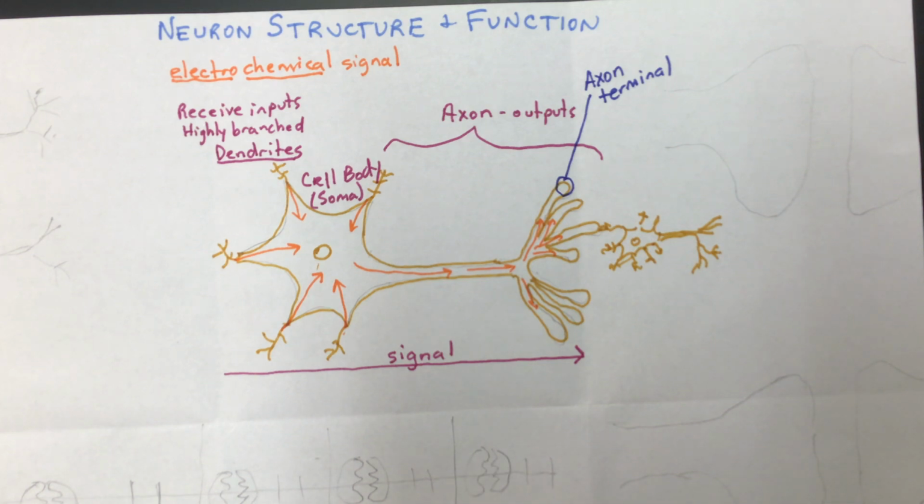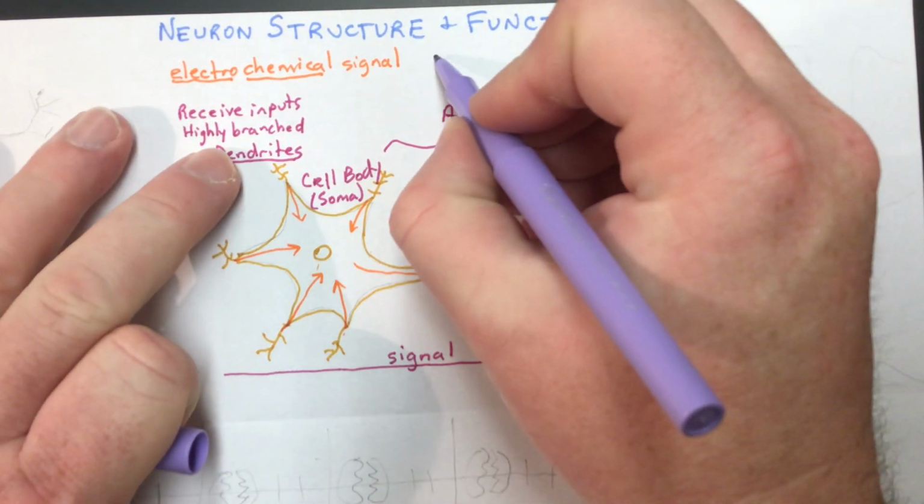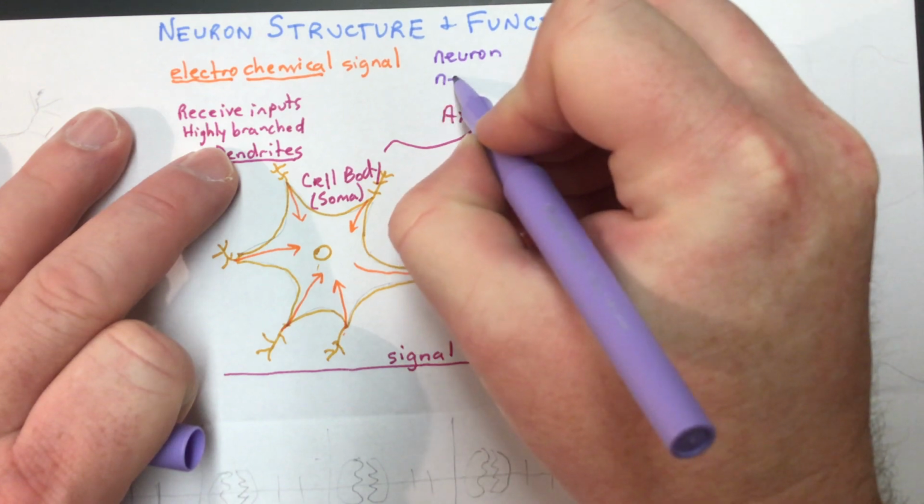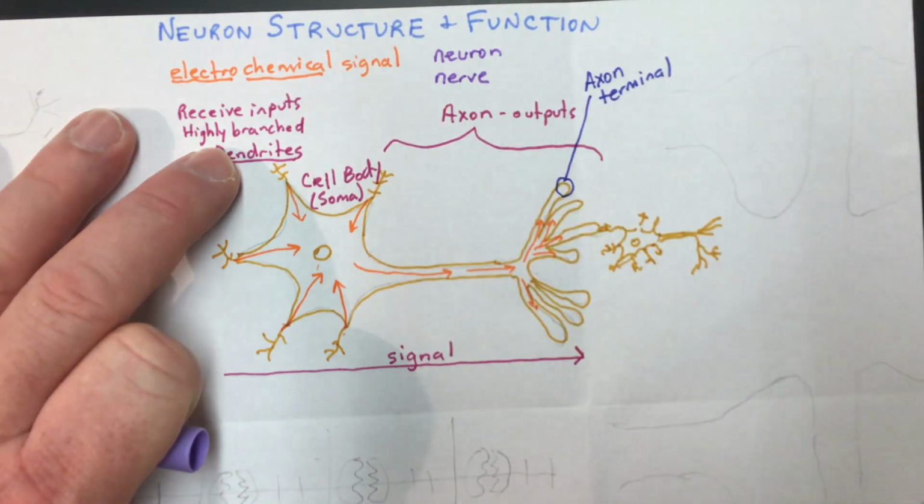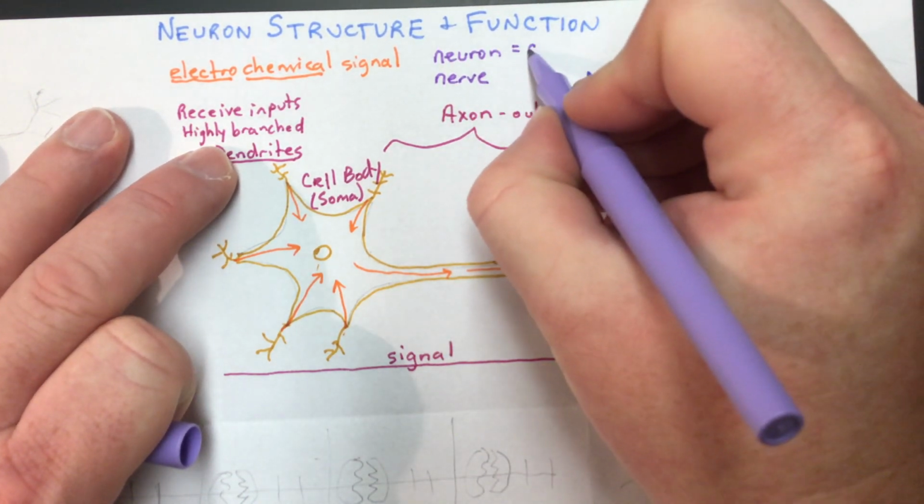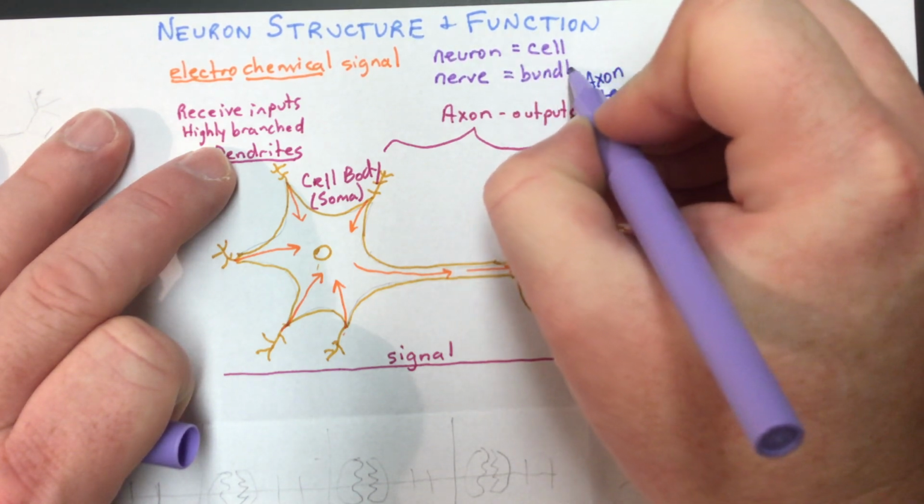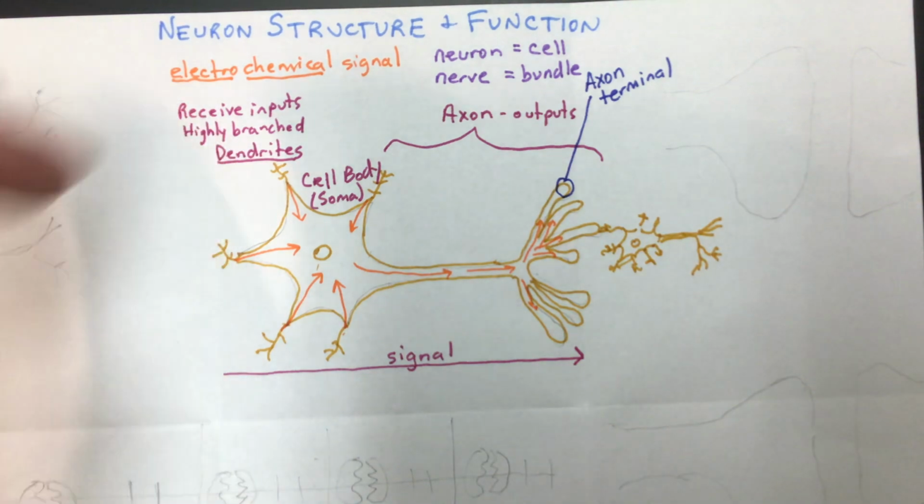Actually, there's something else that I want to tell you before we get off of this part. A lot of people confuse these words, a neuron versus a nerve. A neuron is a single cell, and a nerve is just like a bundle of neurons.